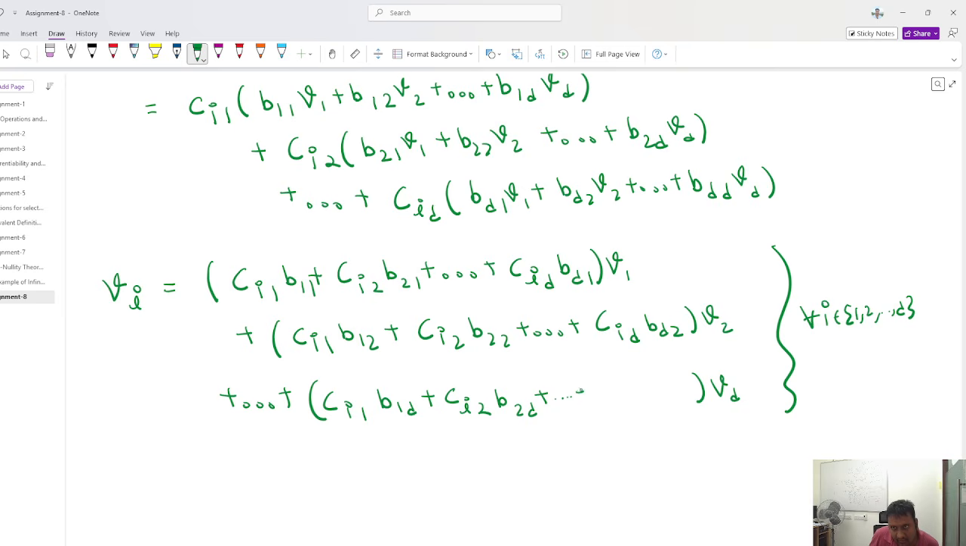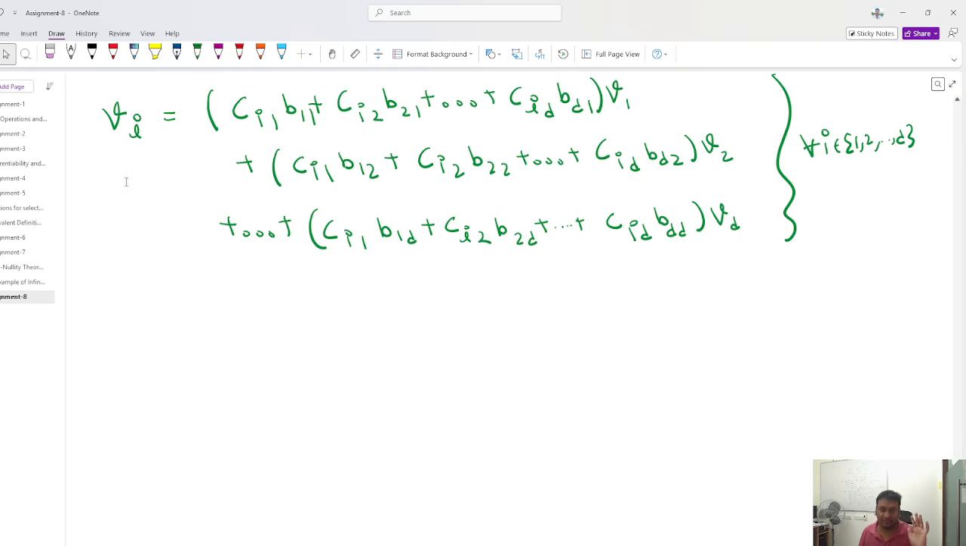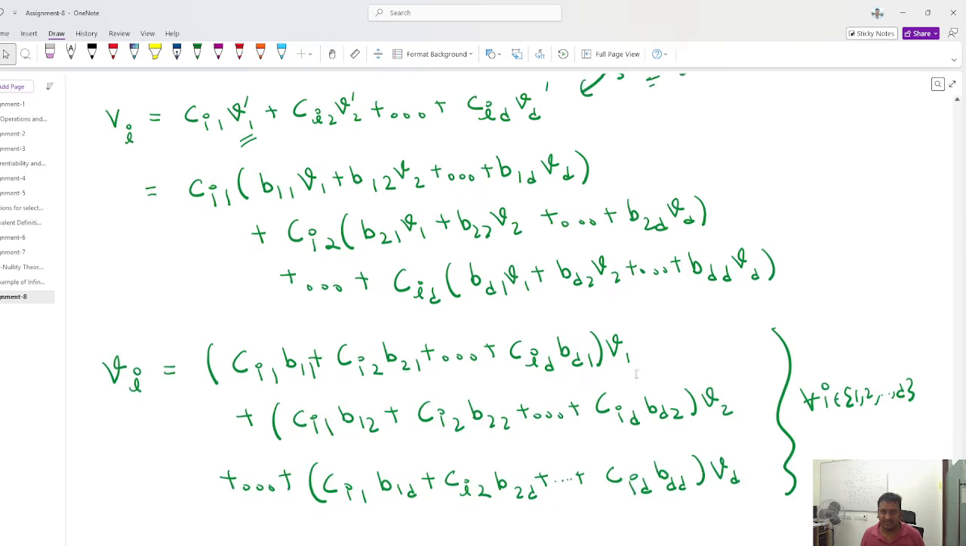plus, correct, dot dot dot, CID BDD. See, you have to be very careful while writing this. And nothing, it's just a matter of how properly you are writing things. Okay? Now, let us compute these things.